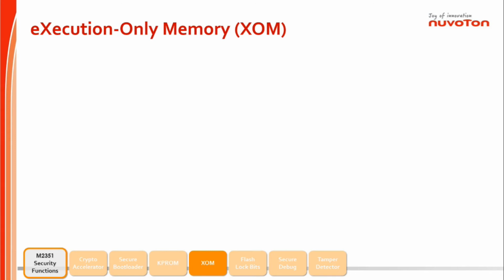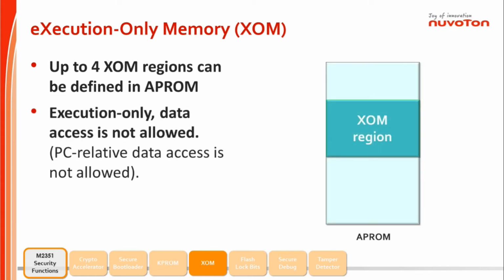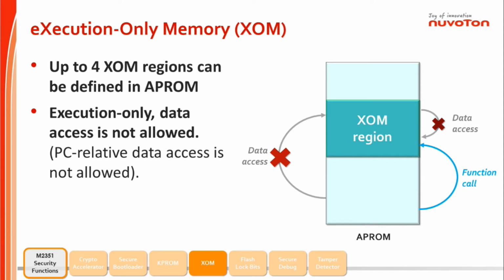The abbreviation of execution-only memory is XOM. In M2351, up to 4 execution-only regions can be defined in AP-ROM. To read or write data in an execution-only region is not allowed. That means program code outside XOM region can call a function inside XOM, but cannot write or read data in XOM region. And the program code inside a XOM cannot write or read data in the same region or in other XOM region.